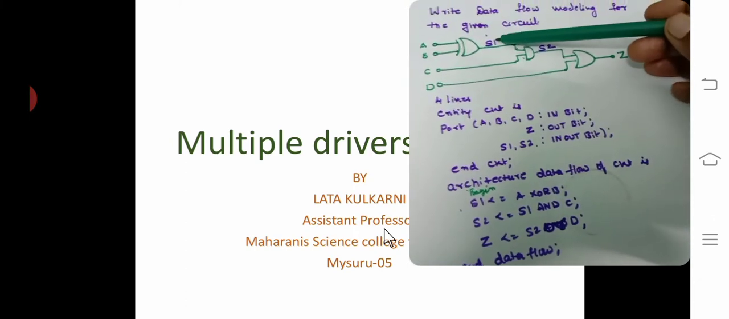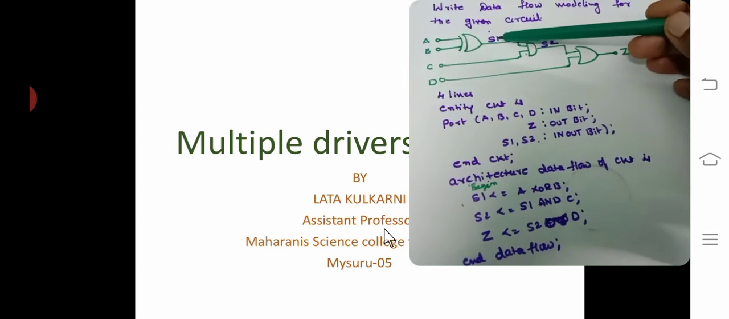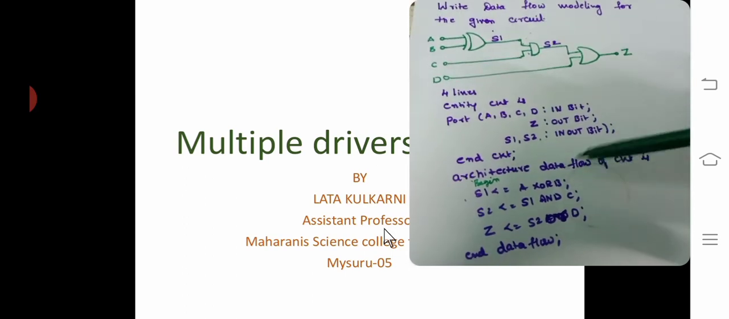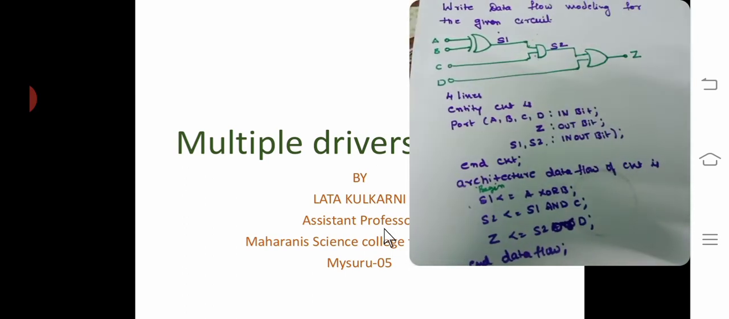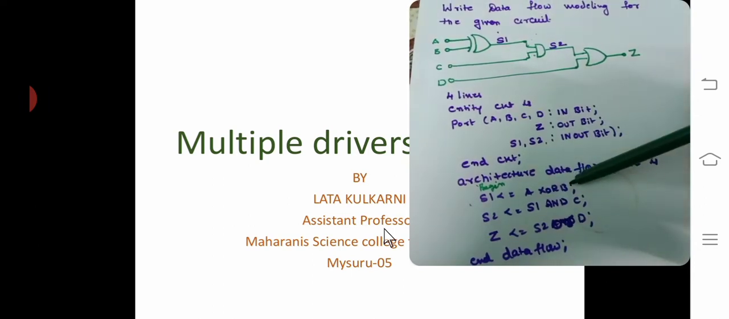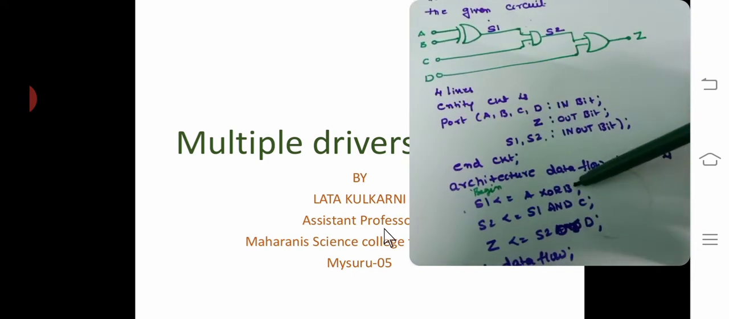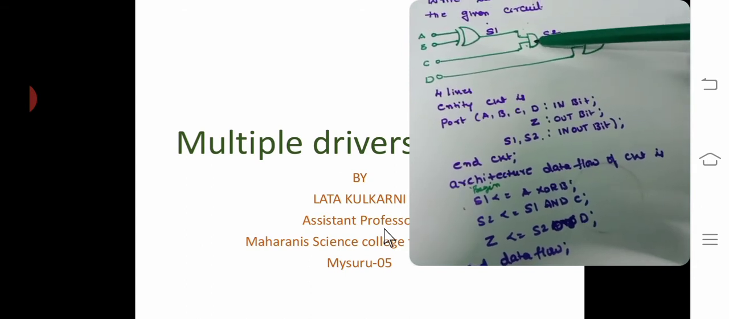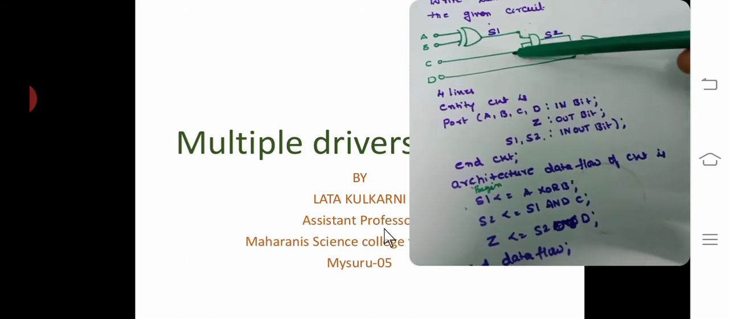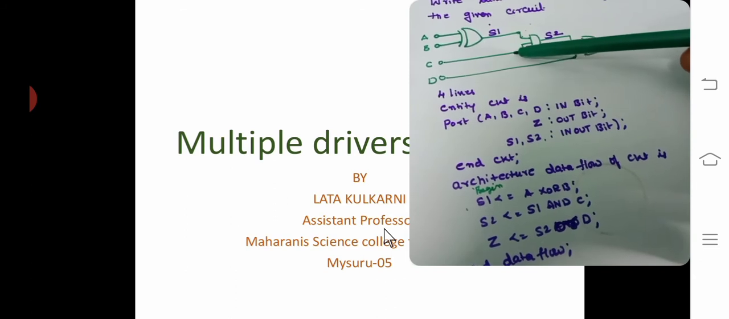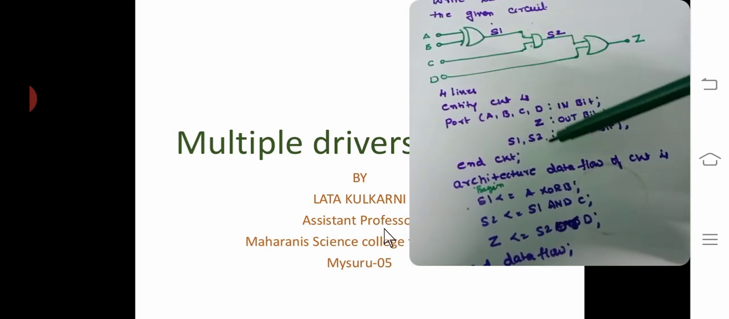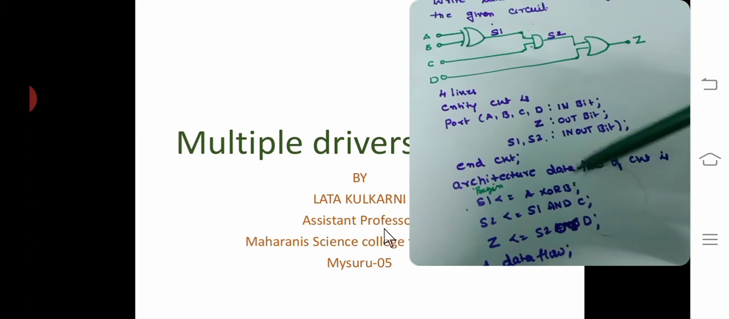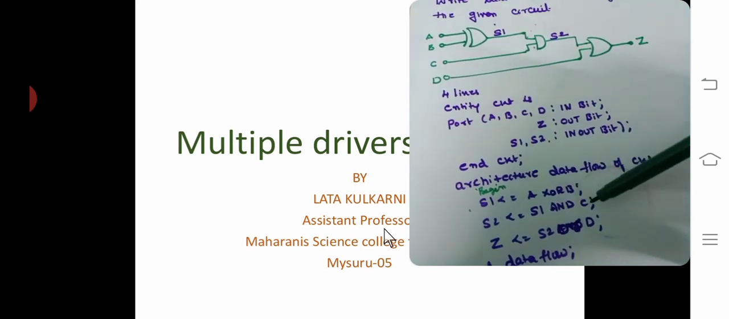Let us write the first output, that is S1. What is the output for S1? S1 is equal to A XOR B. And next let us write the output for the S2 AND gate. What are the inputs? S1 and C are the inputs. Let us write S2 is equal to S1 and C.